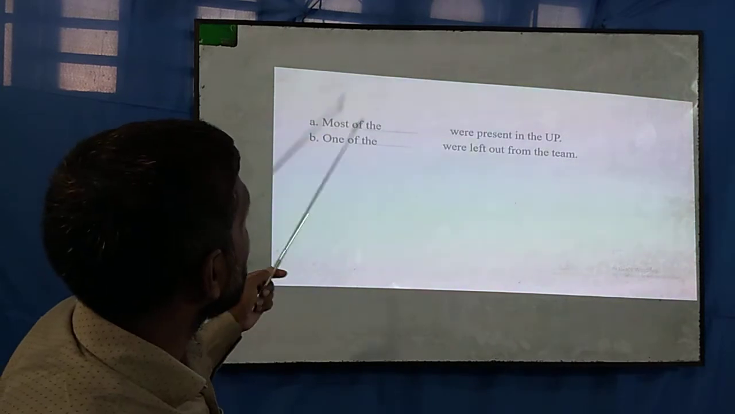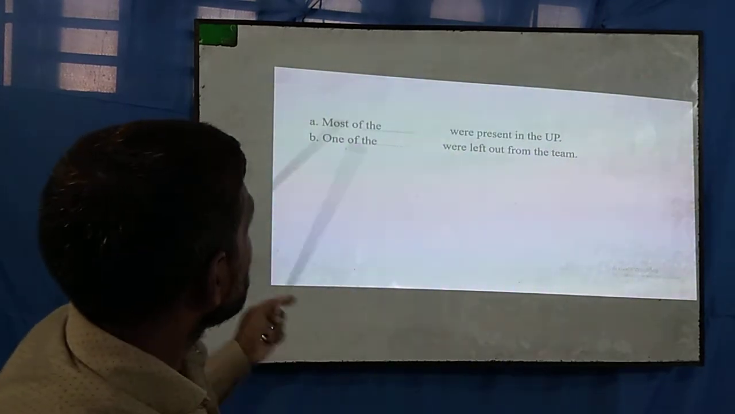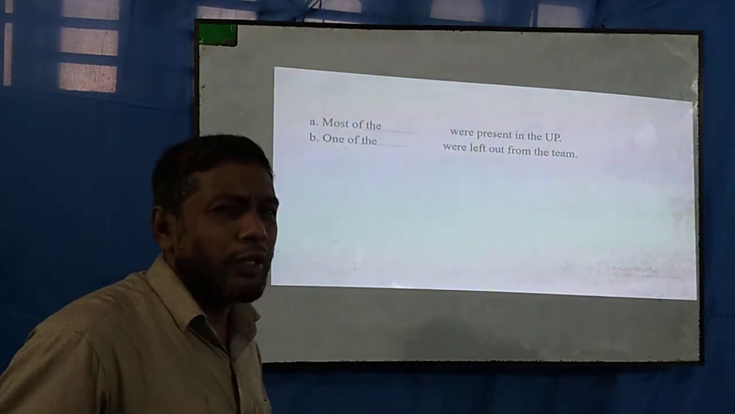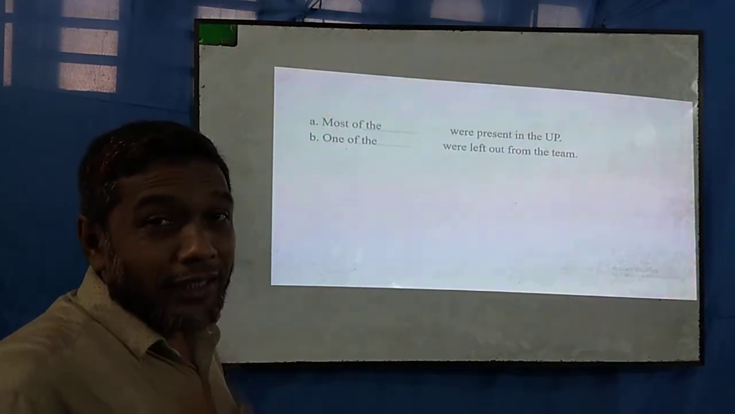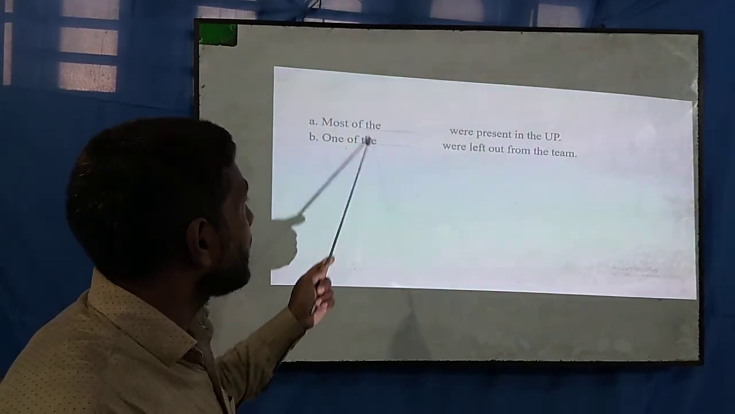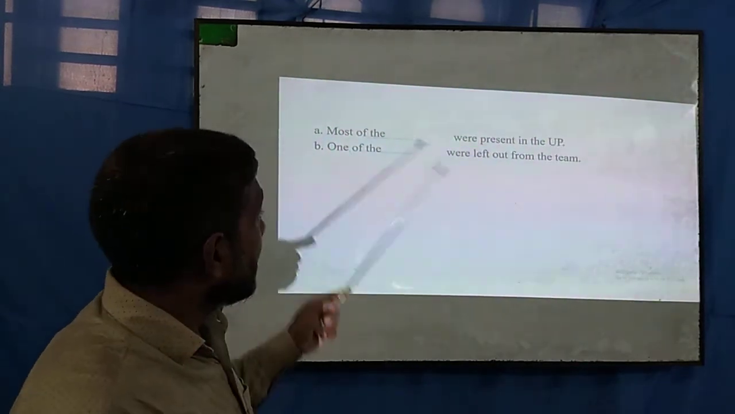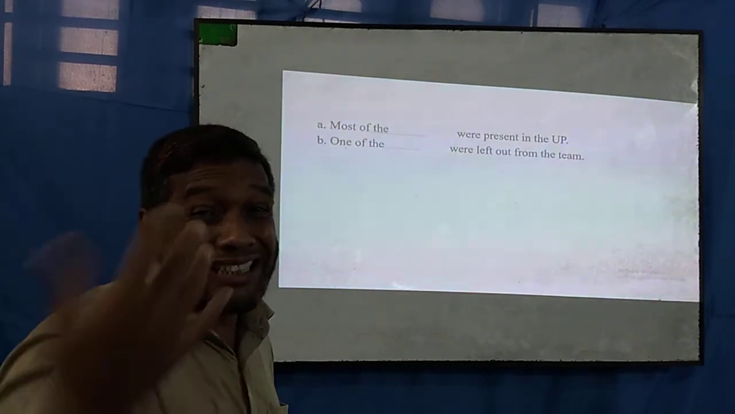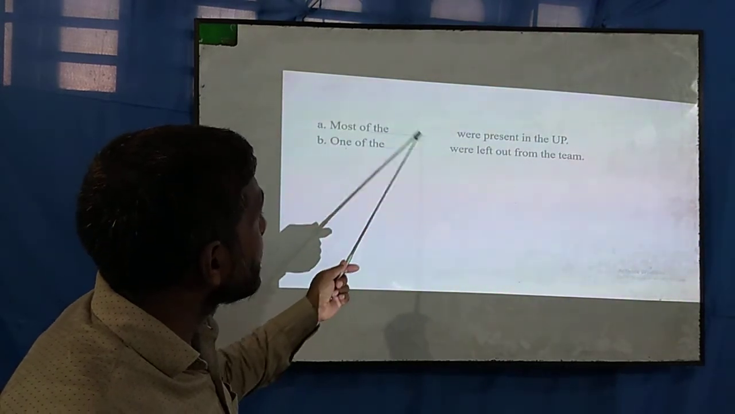So dear students, I have written here: most of the dash were present in the UP. One of the dash were left out from the team. So as a student in the exam hall, you have to fill the blanks. So what will be your techniques? Technique number 1: there is a "the". You know, this is an article, a definite article, and we know after the definite article a noun should be used. You know it completely. So then I will get an idea, I will get a suggestion from this word that we can understand, yes, a noun is needed here.